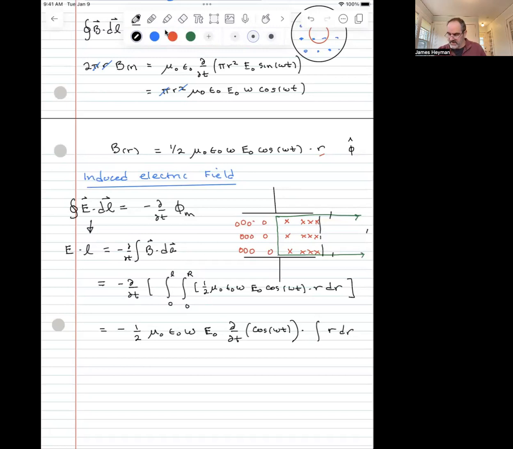Finally, we can imagine that when we're in between the capacitor plates, there's an electric field, and the changing electric field induces a magnetic field. But once we're outside of the area within the plates, there's no electric field anymore. So there's no induced magnetic field. So our integral here to enclose all the magnetic flux should run from 0 to R. Okay? The integral over r gives us capital R squared over 2.